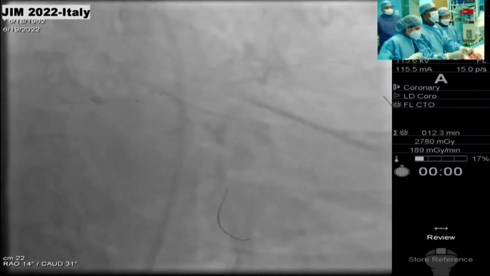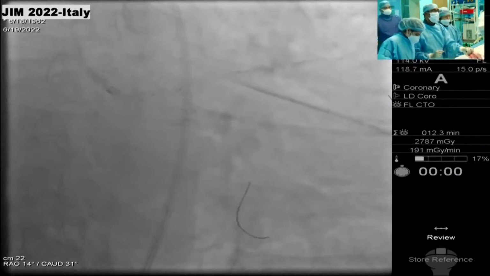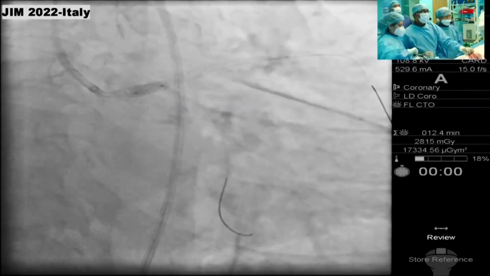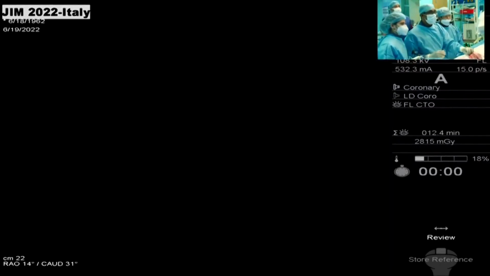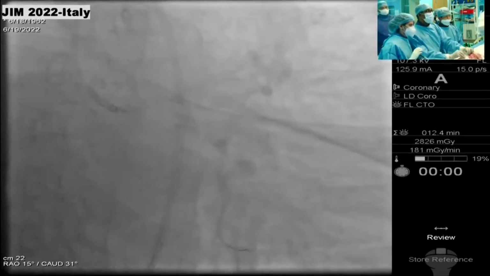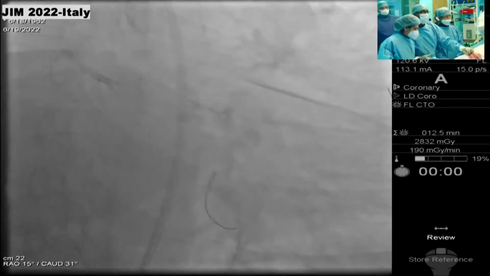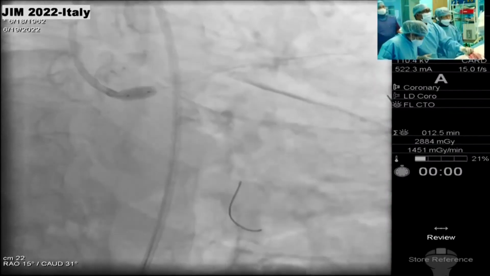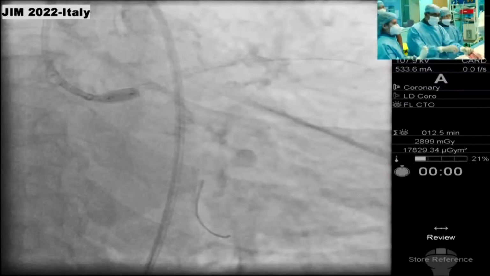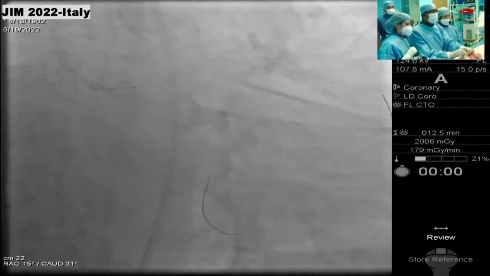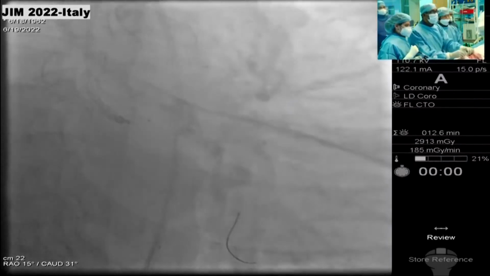Well, we have the wire inside the circumflex, and we have gone with a 4.5 millimeter balloon, non-compliant. That's an NC Trek. So we are going up to 16 atmospheres. Please go ahead. 16, so we've done the POT also. Well, now we would check the circumflex ostium and remove the wire from the circumflex ostium.